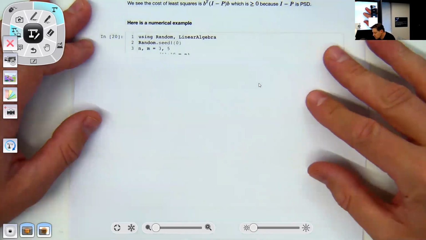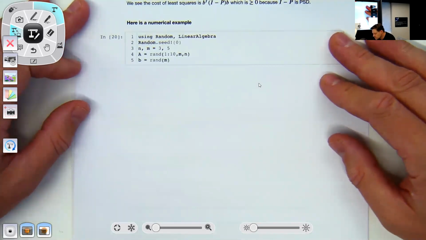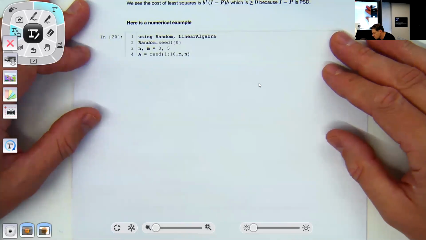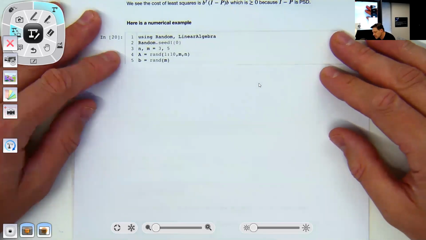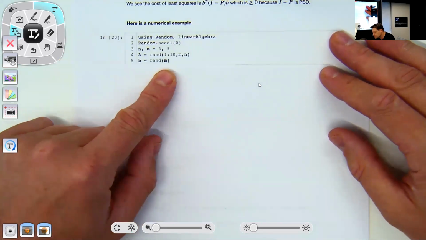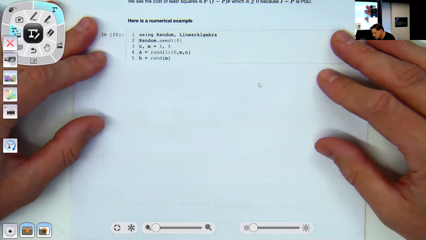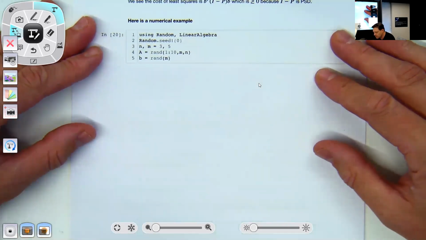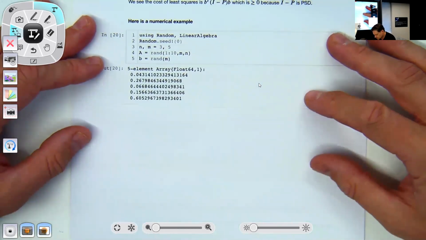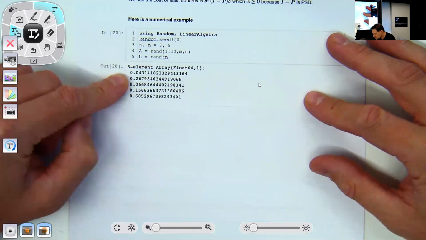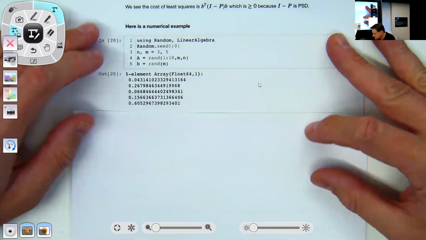All righty, so then we've got N and M are 3 and 5 respectively. Okay, so then we've got a random 3 by 5 matrix A, and B is a random, I guess, column matrix of size M, all right? And so what we get out here is, I guess, the last one, which is our column matrix B.